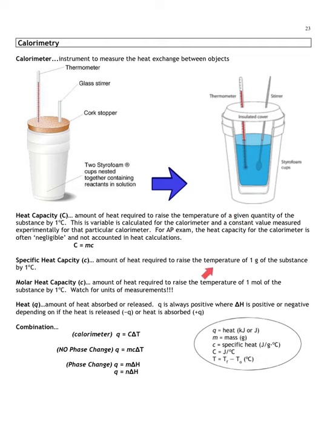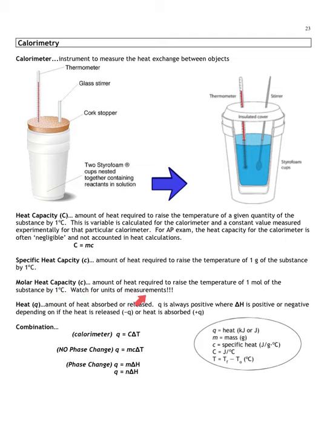But here you're given the mass of the substance, and so that's why it's very specific to the capacity of heat that can be absorbed by that substance or released by that substance. The molar heat capacity is very similar to the specific heat capacity, but instead of 1 gram, it's 1 mole of the substance to raise it by 1 degree Celsius.